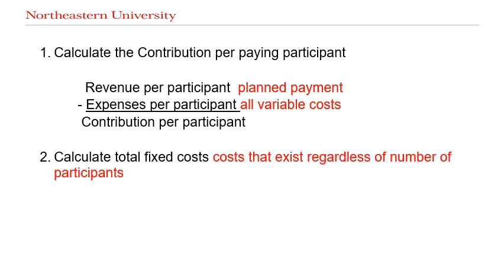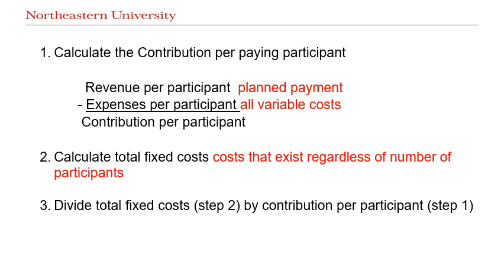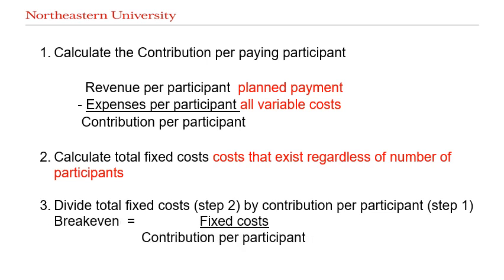Next, you calculate your total fixed costs. And these are the costs that are going to exist in this program regardless of how many people participate. They will always be there, and they're the same. And you divide your total fixed costs, step 2, by the total contribution per participant. And that will give you your break-even point. Fixed cost divided by contribution per participant is the number of people you have to have in this program just to break even.